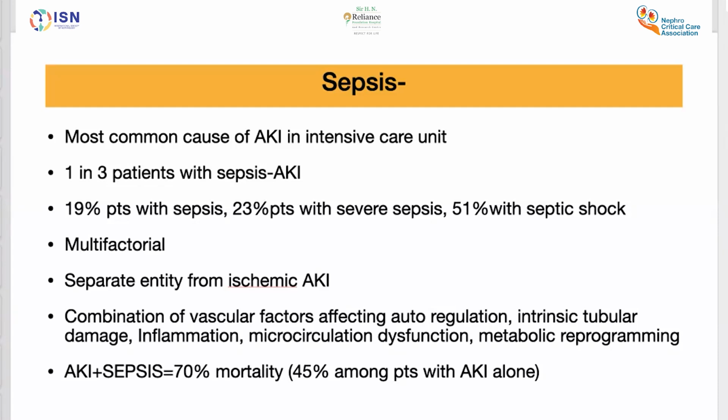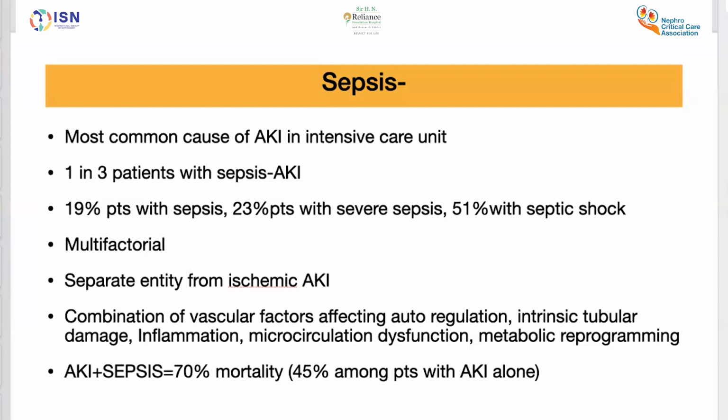Acute kidney injury due to sepsis is many times multifactorial, and it is a separate entity from ischemic acute kidney injury. It may lead to ischemia after the sepsis has developed, but it is totally different regarding the pathophysiology of sepsis. This acute kidney injury due to sepsis is a combination of vascular factors affecting autoregulation, intrinsic tubular damage, inflammation, microcirculation dysfunction, and metabolic reprogramming.